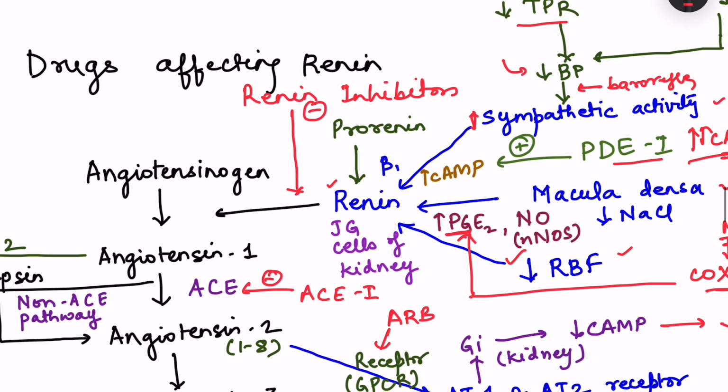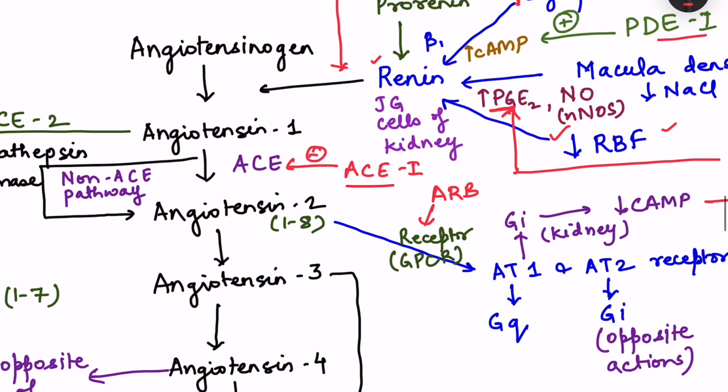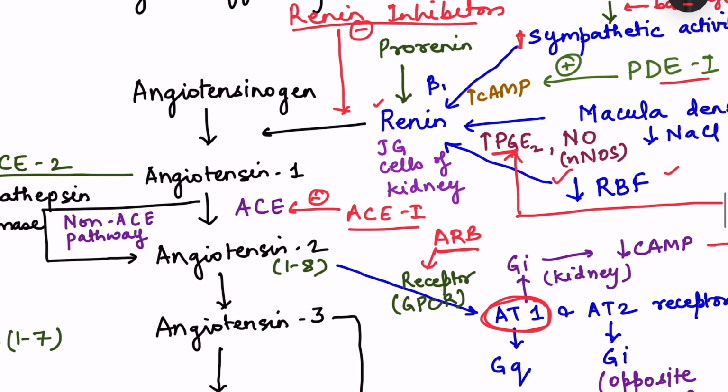Then, what is the next drug? We have renin inhibitors. Direct renin inhibitors inhibit the action of renin. Then we have the ACE inhibitors, which act on the ACE enzyme and inhibit it. Then we have the angiotensin receptor blockers, which basically inhibit the AT1 receptor. They block this AT1 receptor so that angiotensin 2 is not able to act. So what will be the effect of these drugs, that is, renin inhibitors, ACE inhibitors and ARBs, on renin release? They are going to increase the renin release.